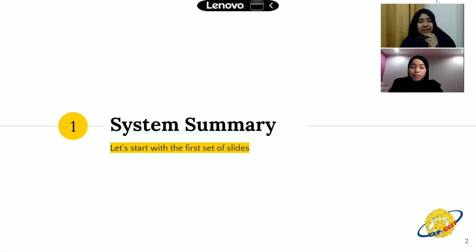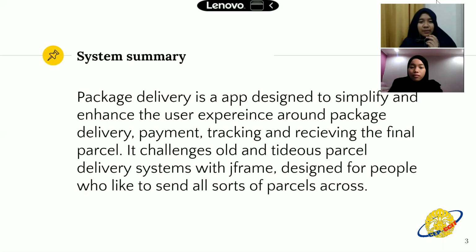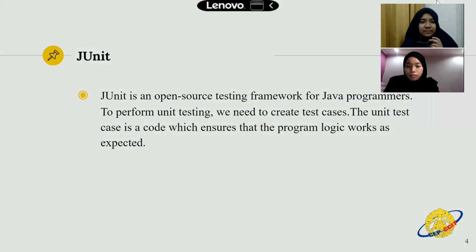First, we will explain the system summary of this project. The system summary of the project is that package delivery is an app designed to simplify and enhance the user experience around package delivery, payment, tracking, and receiving the final parcel. It challenges the old and tedious parcel delivery system, designed for people who like to send all sorts of parcels across.